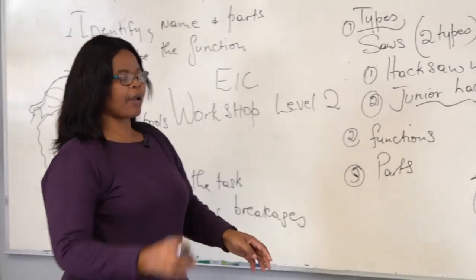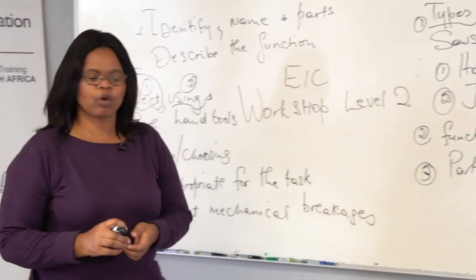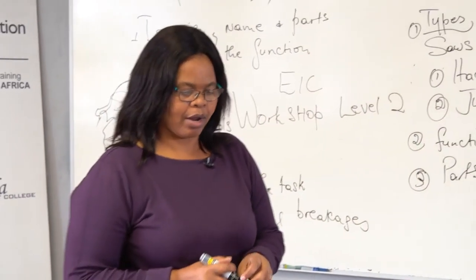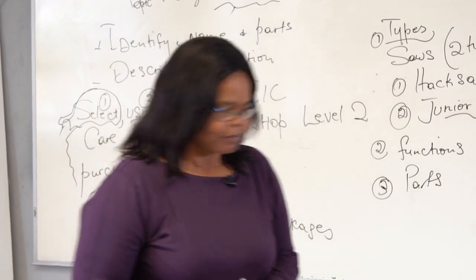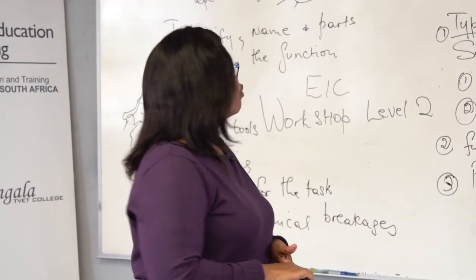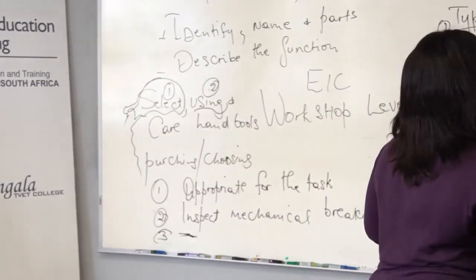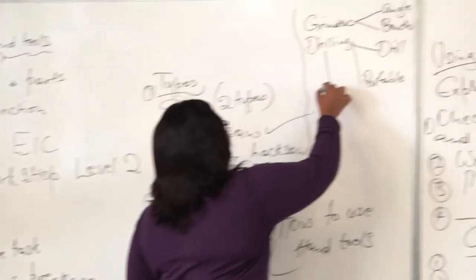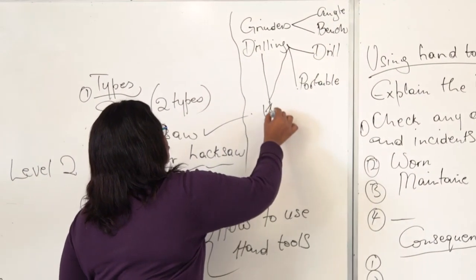If you look at it, the application, as I have said, is the same as that one of the hand tools. Then you identify, you name the parts of the tools. The drilling machines are fixed. Drilling, especially the drill press, is a fixed one.